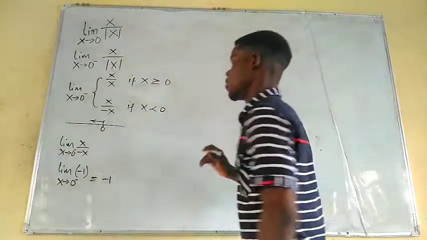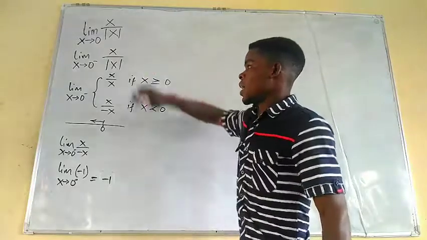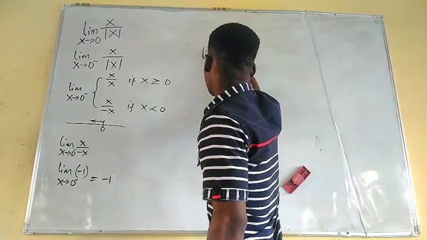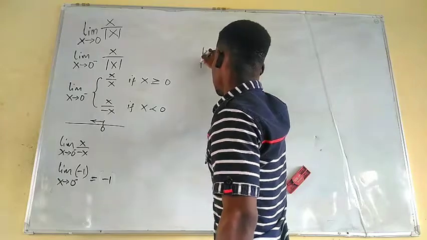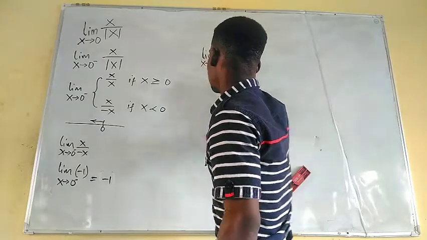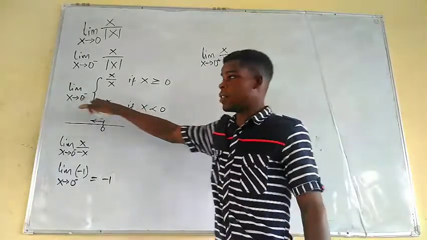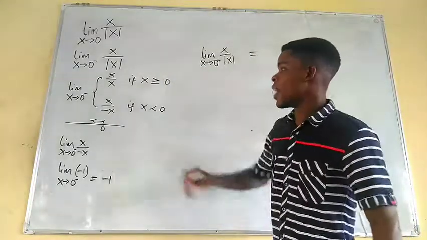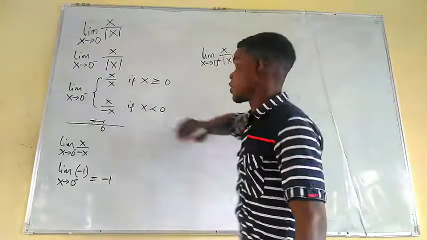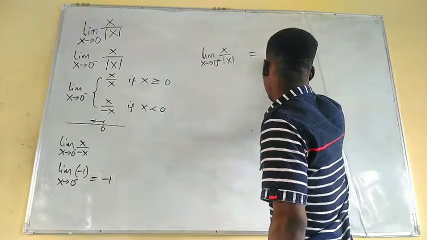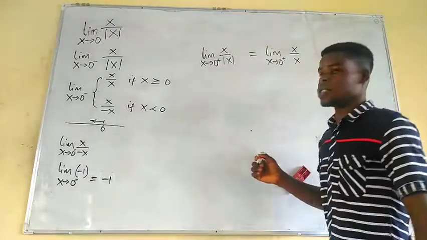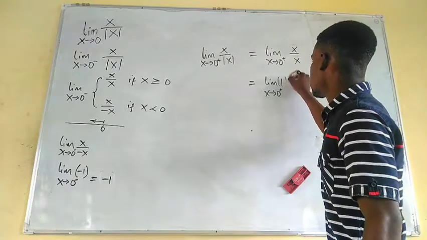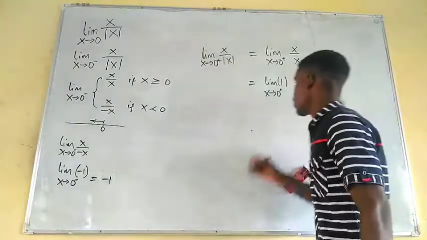Okay, how about the right-hand limit? The right-hand limit will be when x tends to 0 from the right. We're still going to make use of this piecewise function. We have the limit of x over the absolute value of x as x tends to 0 from the right. Using this notation, if x tends to 0 from the right, that simply means x is greater than 0, and we make use of the function x over x. So we rewrite it as the limit of x over x as x tends to 0 from the right. This is just the limit of 1, a constant, which gives us 1.